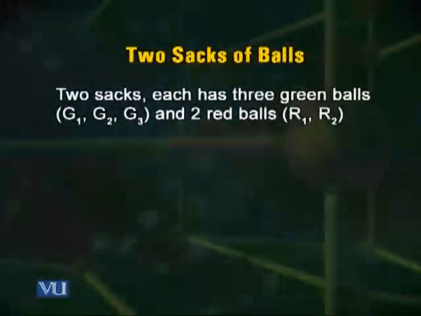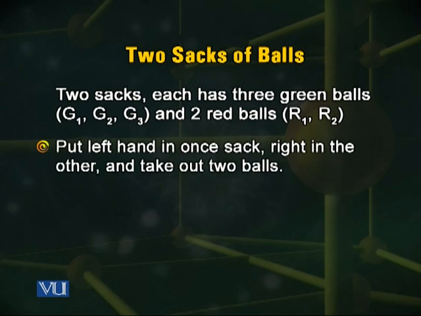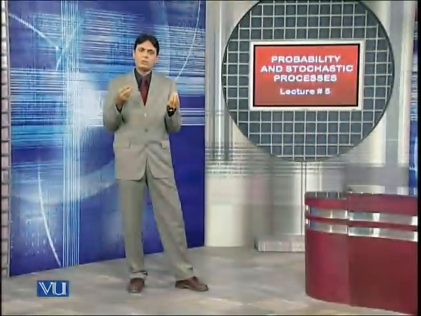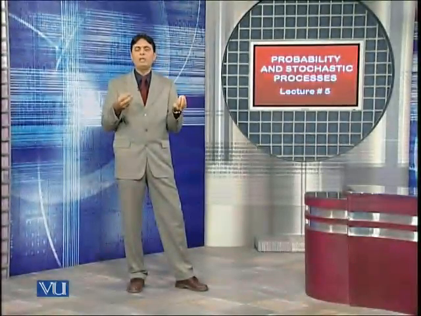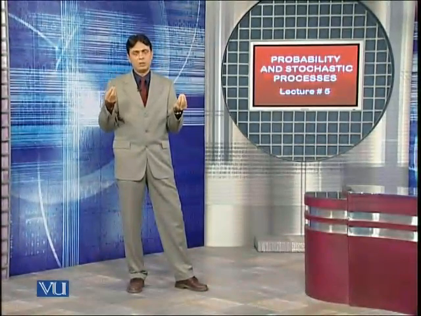Now let's take two sacks and reduce the number of balls in those sacks. So we have one sack on our right, one sack on our left, and both of these sacks have 3 green and 2 red balls. So this is how a joint experiment could be performed. You shake the two sacks, put your hands in the two sacks and take out 2 balls simultaneously and note down the colors of the balls and combine these two observations as a pair of observations. So you can have the first observation as the color of the ball in the left hand and the second observation as the color of the ball in the right hand.